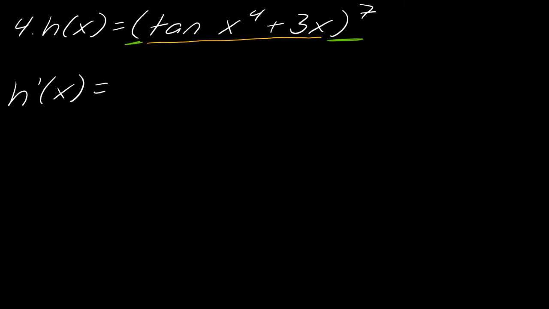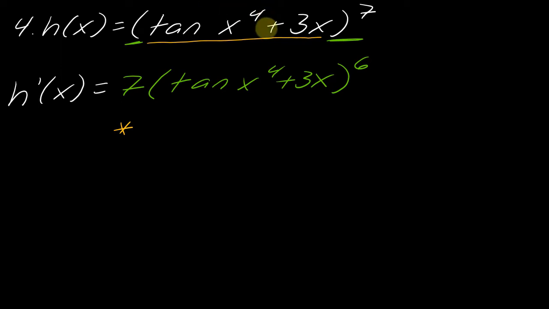So first things first, I need to take the derivative of the outermost function. So I bring the 7 down. I leave all that stuff on the inside intact, and then I subtract 1 from the exponent here. Okay, and then I multiply that by the derivative of the inside function. Let me use my gold color just so you can track the derivatives I'm taking.